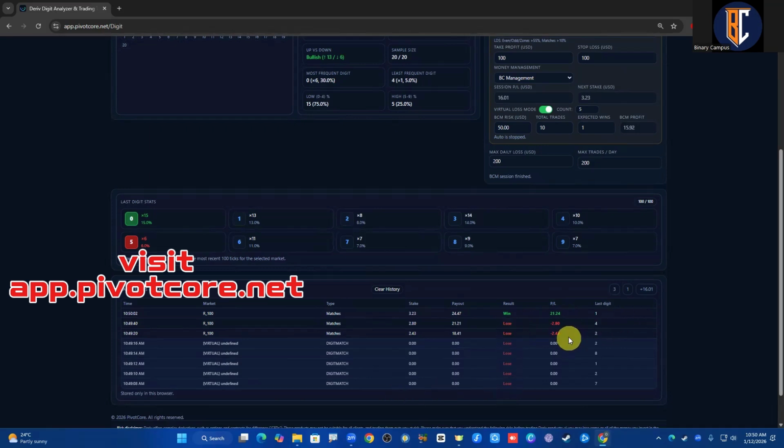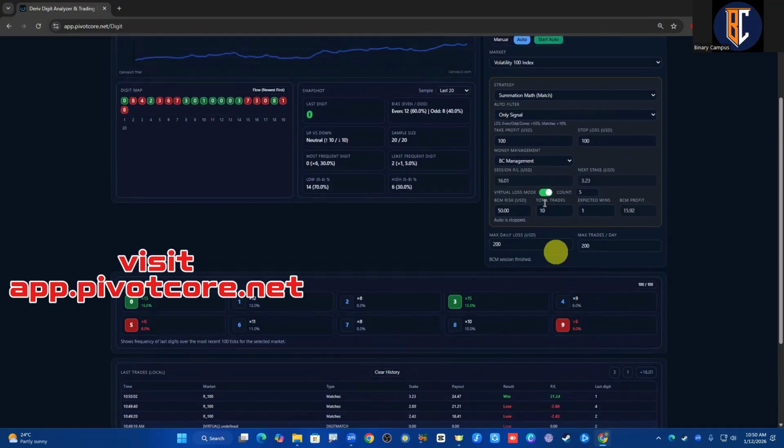Now, you might be thinking, this sounds great, but coding a virtual loss trigger into a standard XML bot is a nightmare. You have to manage variables, reset counters, and hope you didn't make a logic error that drains your balance. This is where Pivotcore changes the game entirely. Pivotcore isn't just another bot platform. It is a complete ecosystem designed to make professional-grade strategies accessible to everyone.